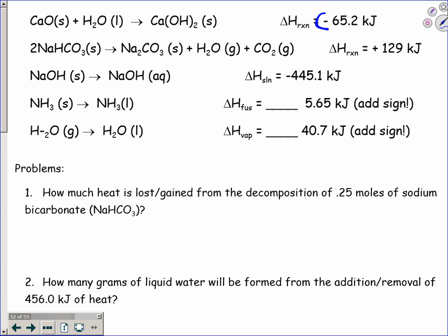Because it's negative, good. The second one, because it's positive. Next one, exo. Next one, endo. We're questioning ourselves, but I have a confident one over here. Tell me why.